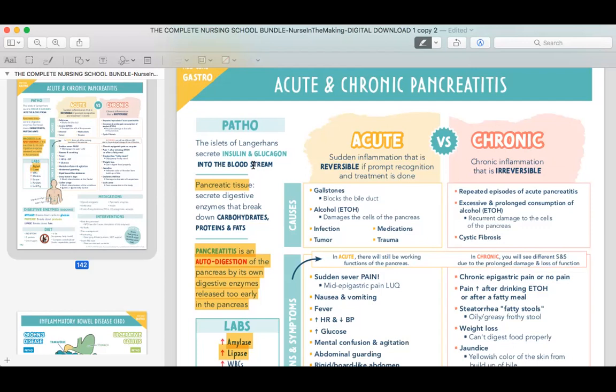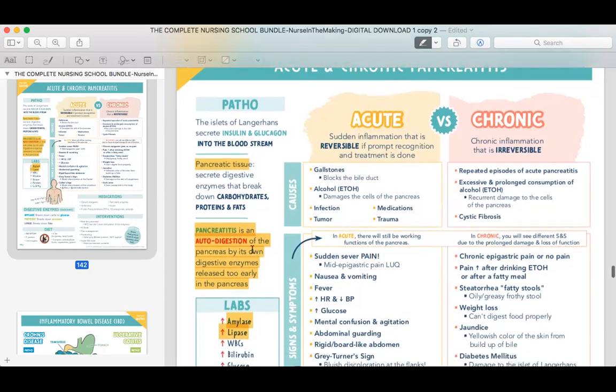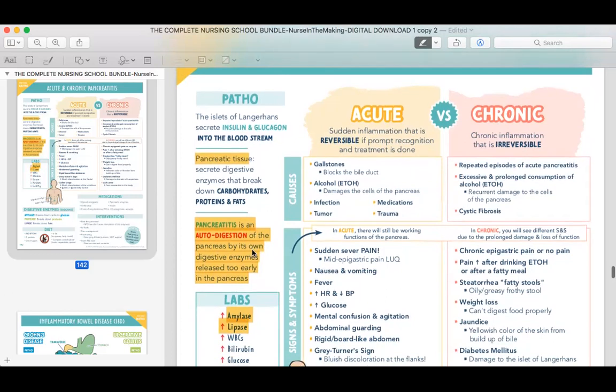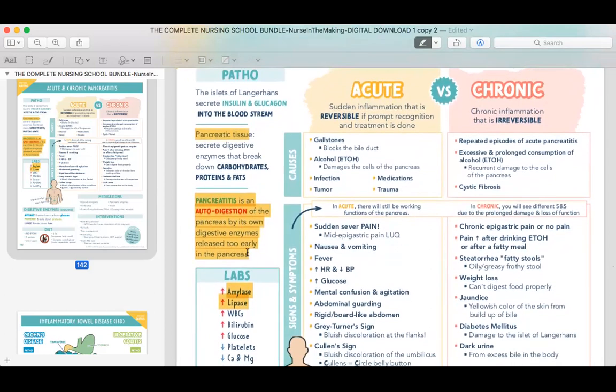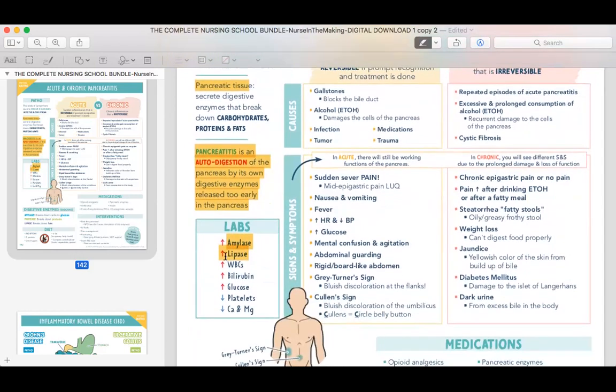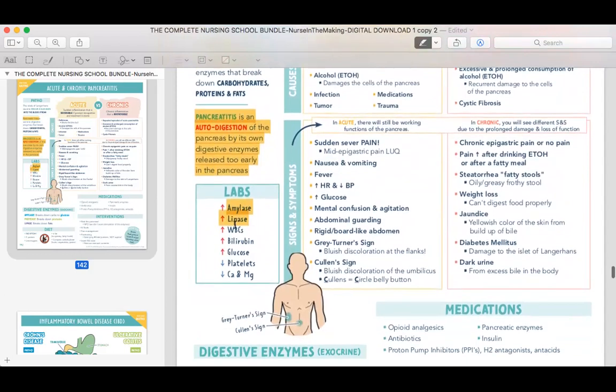But when we have pancreatitis, which is an inflammation of the pancreas, these enzymes are not being excreted. Pancreatitis is an autodigestion of the pancreas by its own digestive enzymes released too early in the pancreas. So we will see an increase in amylase and lipase. Those 2 are important to know.